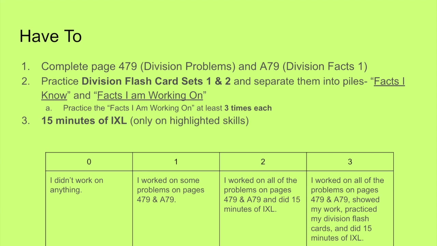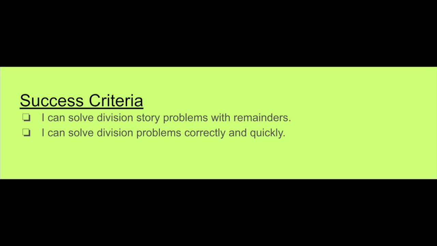What I'm going to do now is pull up your success criteria that you should be able to say once you're done with the have to. So for your success criteria for today, by the end of this have to and this lesson, you should be able to say, I can solve division story problems with remainders, so that's parts that are left over, and I can solve division problems quickly and correctly.